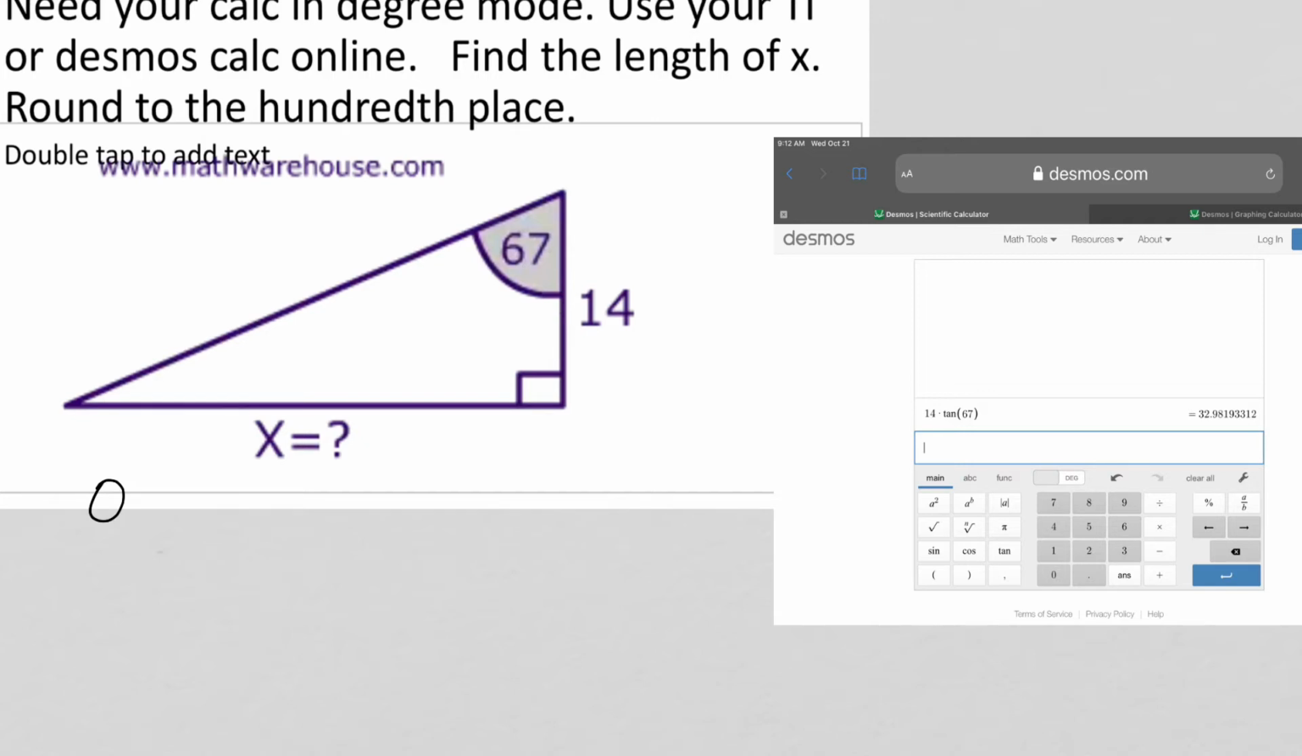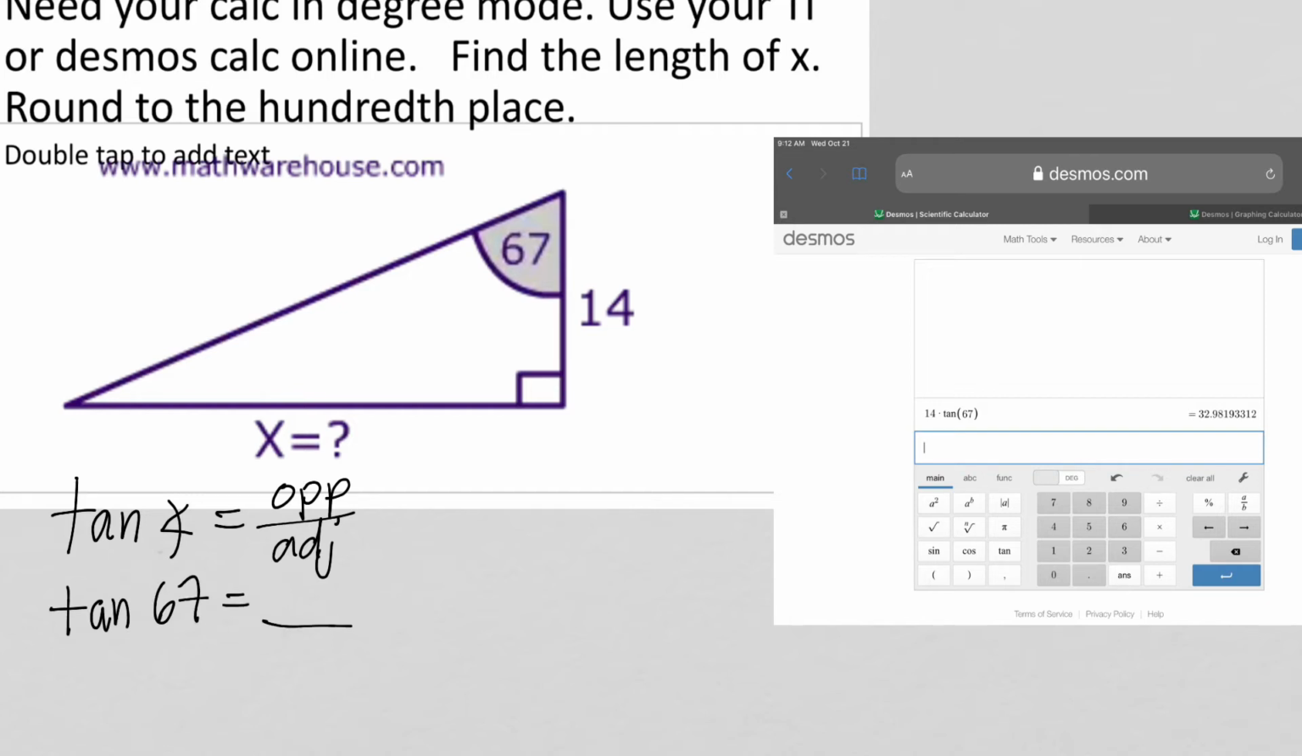So let's write that down, the formula. So tangent of an angle is equal to my opposite side divided by adjacent side. What I'm going to do here now is plug in everything that I have in the equation. So I'm doing tangent. The angle is 67 equals, what was the opposite side again? That was the one I was looking for, x. The adjacent side was 14.